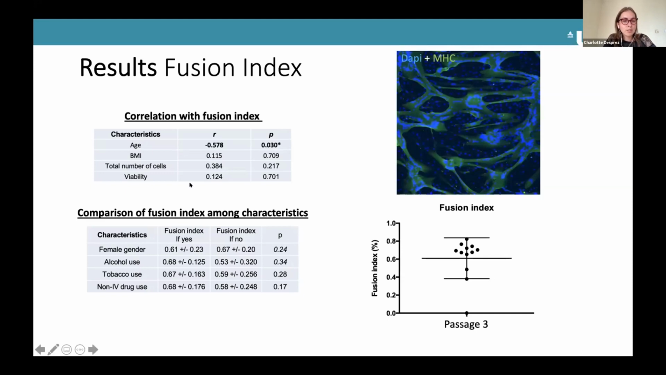And we also studied if there was an association with other characteristics of our donors. We didn't see any difference between female and male donors, and also no difference in the fusion index between alcoholic and non-alcoholic patients, or on the basis of the use of tobacco and non-IV drug use. And also the total number of cells and the viability of the cells at the seeding, at the beginning of the culture, didn't influence the fusion index.